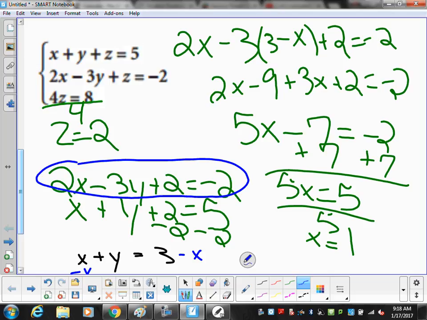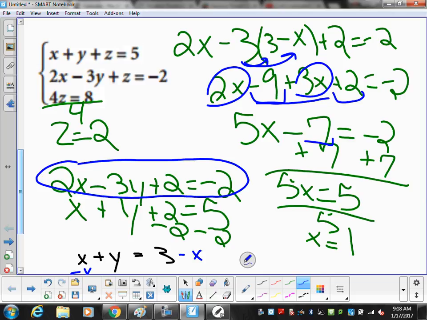So once we plugged in the 3 minus x, then what she did here was distribute, and that's where the minus 9 plus 3x came from. And I'm just talking through the steps she did here. Okay. Once she got the minus 9 and plus 3x, then she combined like terms. 2x and 3x was 5x. Negative 9 and positive 2 is negative 7. Okay. And then add 7, divided by 5, you got x equals 1.